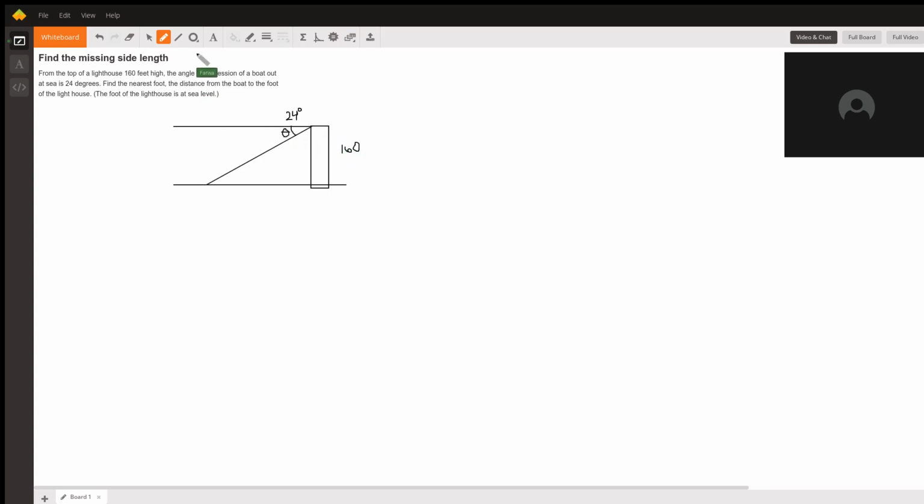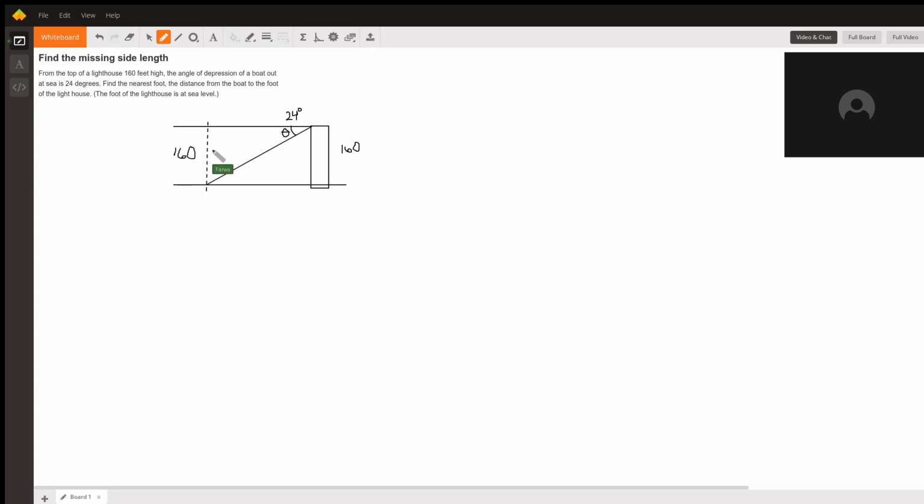Perfect. Okay, so what we're going to do next is we're going to draw sort of a dotted line here. It's imaginary, just like the one parallel to our sea level. And that's going to make our last side length. So if this is 160 feet, we know that this is also 160 feet. So we can write that in right here, 160.